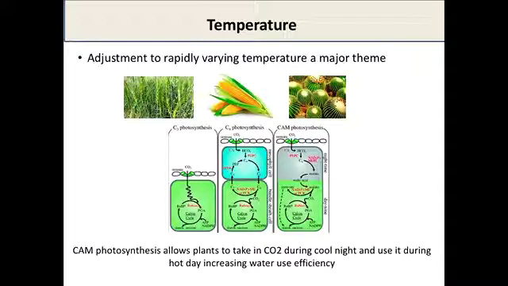This allows them to keep their stomata closed during the peak of the day, or during the hottest period of the day, maintain their water, but also have a relatively efficient photosynthetic pathway. And this is what we see in a lot of cacti and plants that are adapted to particularly arid environments. And it's one way that plants can overcome this large variation, or these large cycles in temperature.